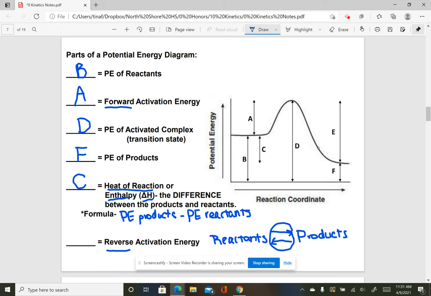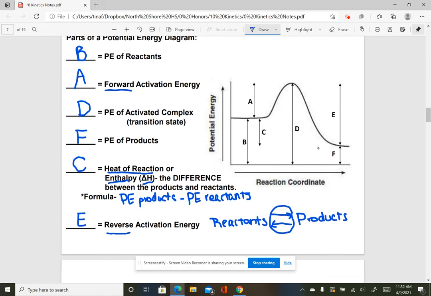So if I'm starting here, I have to climb this hill to get the reaction started. I have to go back in the other direction. So which letter on this graph best represents the amount of energy required for me to climb this hill? E. So if I wanted to go in reverse, I'd have to add that much energy to get the reaction going back in reverse. Okay, so these are all the parts that you need to know of a potential energy diagram.